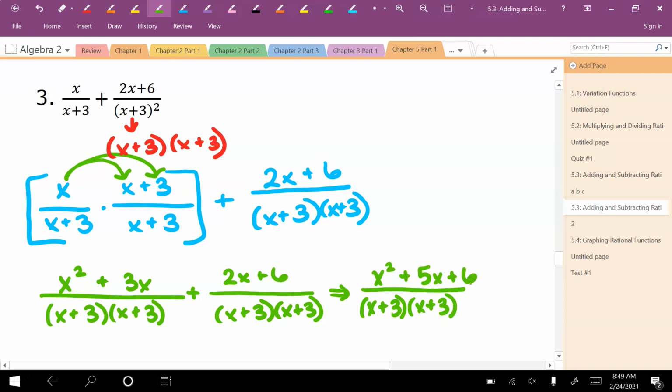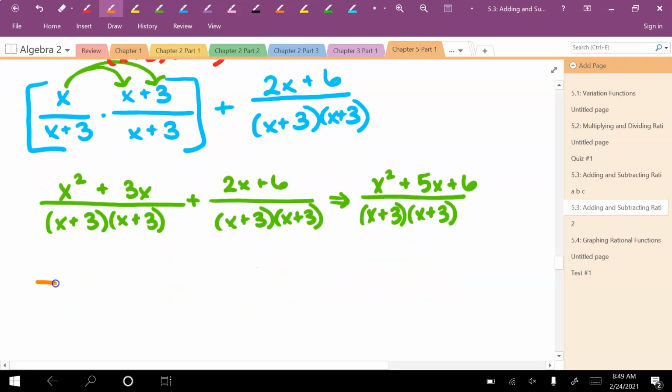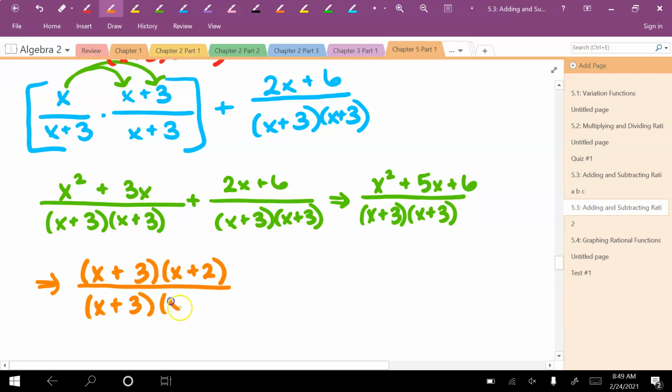Okay, very good. Now let's try to factor the top. What two numbers can multiply to a 6, but they add to a 5? Good, so we should have written x plus 3 times x plus 2, and this is still over x plus 3 times x plus 3. So what were we able to cross off? Good, an x plus 3. So we're left with just x plus 2 over x plus 3.